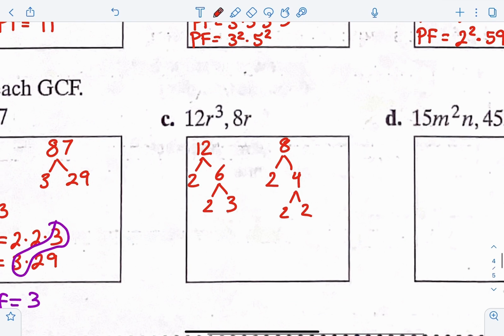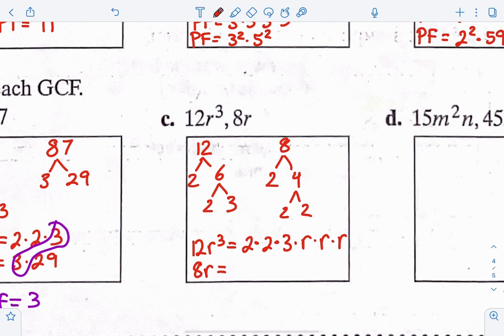So we're going to say 12r to the third equals 2 times 2 times 3 times r times r times r, because it was r to the third. Then we have 8r equals 2 times 2 times 2 times r, okay? You go back and circle what they share. They share that set of 2, that set of 2, and a set of r.